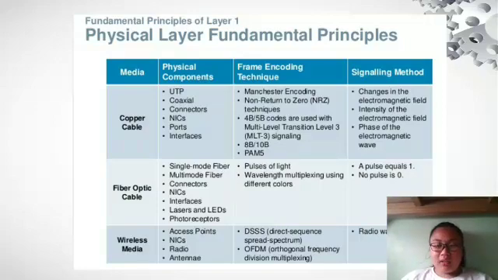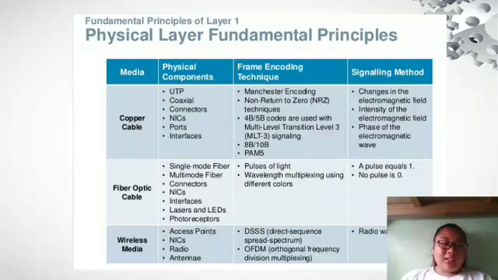The signaling method is changes in the electromagnetic field, the intensity of the electromagnetic field, and the phase of the electromagnetic wave. Fiber optic cable, its physical components are single-mode fiber, multi-mode fiber, connectors, NIC, interface, lasers and LEDs, and the photoreceptors. The frame encoding techniques are the pulses of light and wavelength multiplexing using different colors, and the signaling method is a pulse equals 1 and no pulse equals 0.